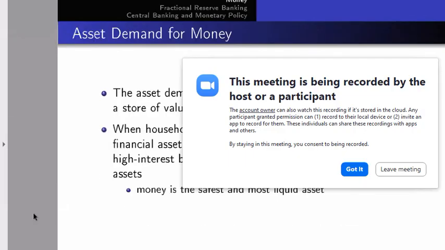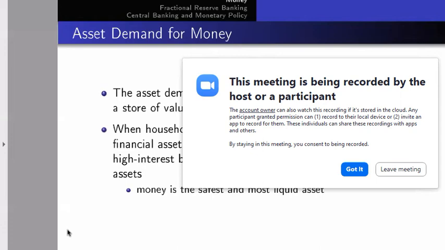Now let's come to this asset demand for money. So asset demand for money, yes, it all depends on interest rate. That we know already from high school, that the asset demand for money arises out of money's function as a store of value. When households allocate their wealth among various financial assets, their portfolio typically includes high interest assets, some very risky, and so on. So it could be a mixture. So the most important thing is that money is the safest and the most liquid asset. That's the most important thing for us to know.